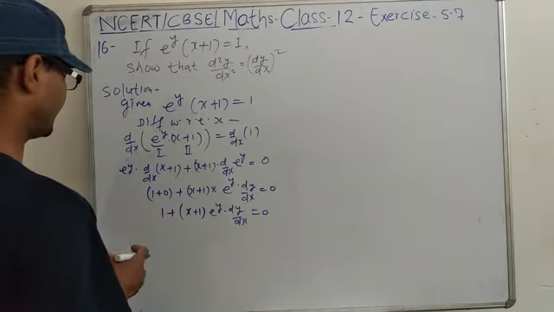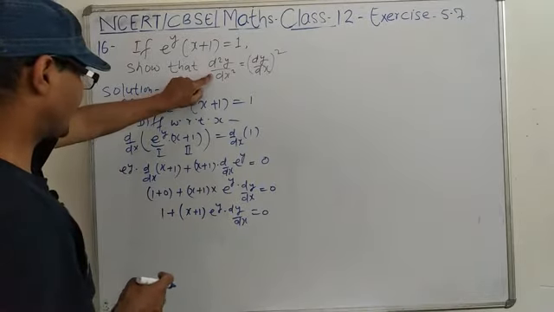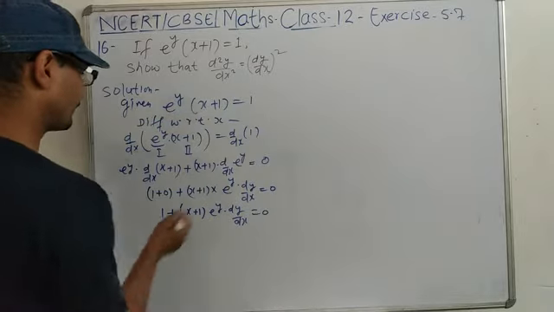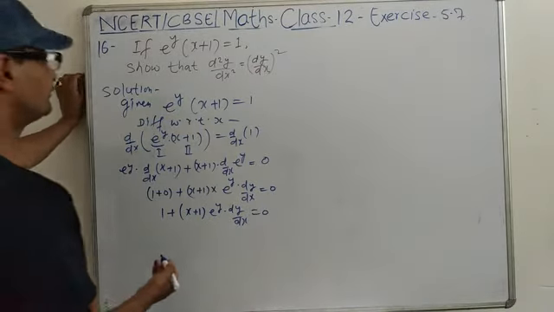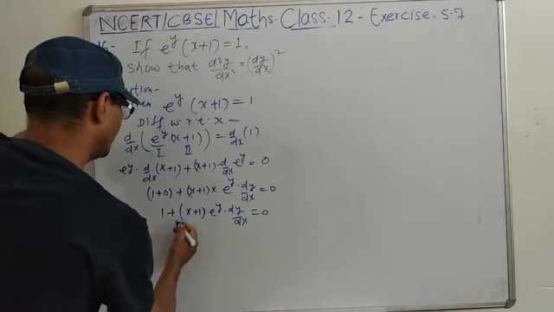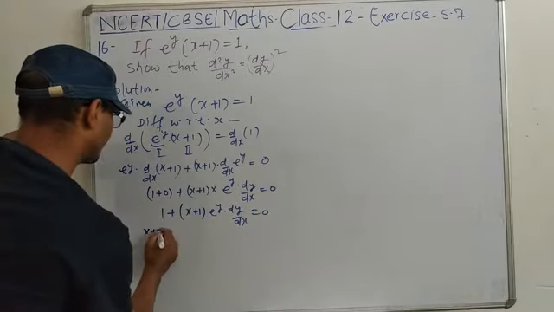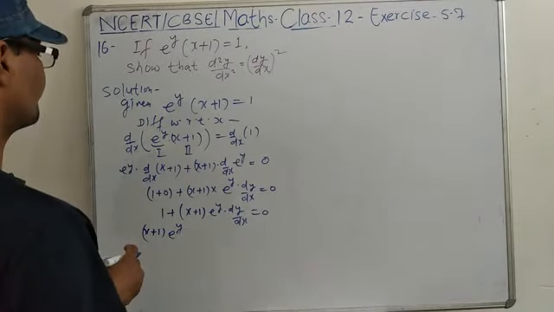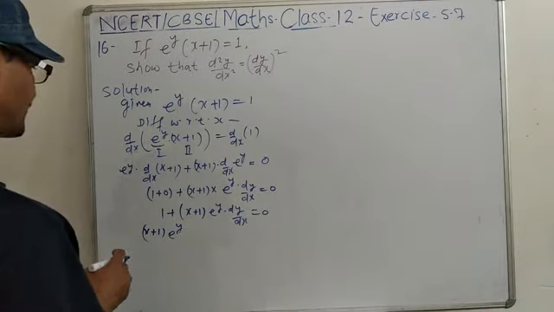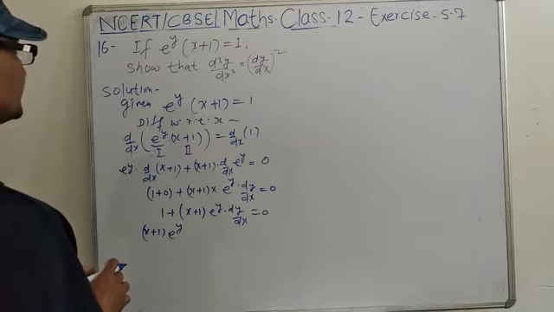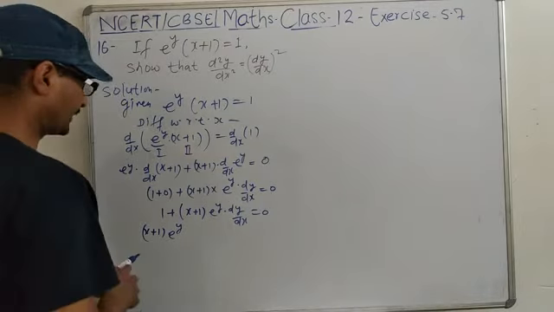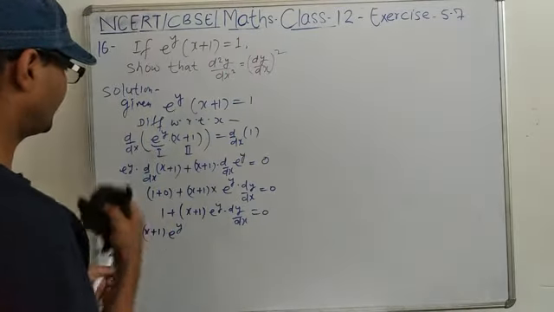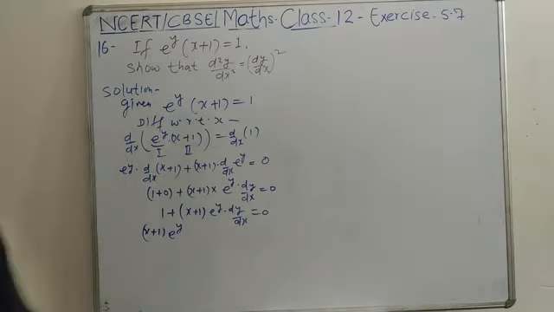So what we need here is d2y by dx square. Again we differentiate that. So it becomes, we can write here (x plus 1) into e to the power y, x plus 1, e to the power y is equal to 1. That means we can put here x plus 1. Let's see this.